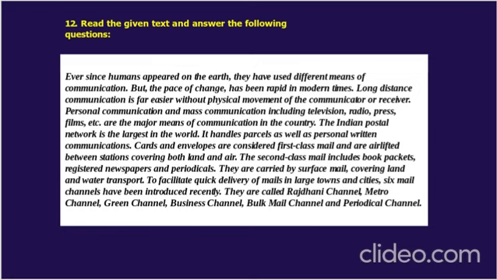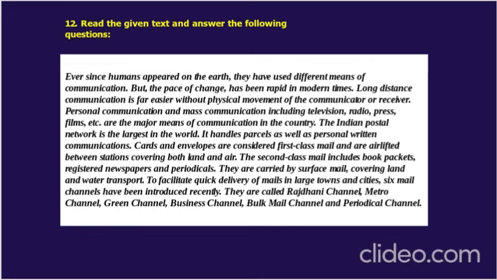The Indian Postal Network is the largest in the world. It handles parcels as well as personal written communications. Cards and envelopes are considered first class mail and are airlifted between stations covering both land and air. The second class mail includes book packets, registered newspapers, and periodicals. They are carried by surface mail, covering land and water transport, to facilitate quick delivery of mails in large towns and cities. Six mail channels have been introduced recently. They are called Rajdhani Channel, Metro Channel, Green Channel, Business Channel, Bulk Mail Channel, and Periodical Channel.